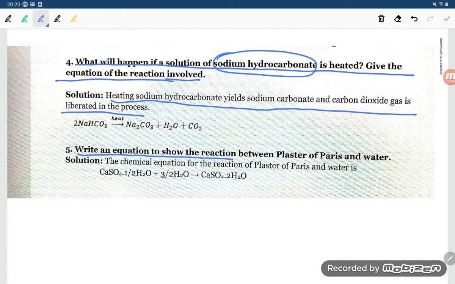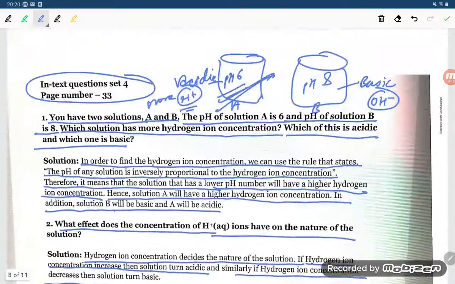Write the equation to show the reaction between plaster of Paris and water. So the chemical reaction for plaster of Paris and water is this: plaster of Paris plus water gives hydrated calcium sulfate. So that will be very solid.